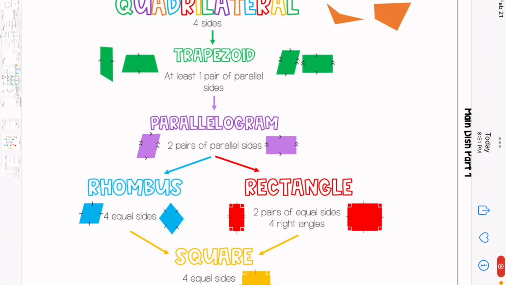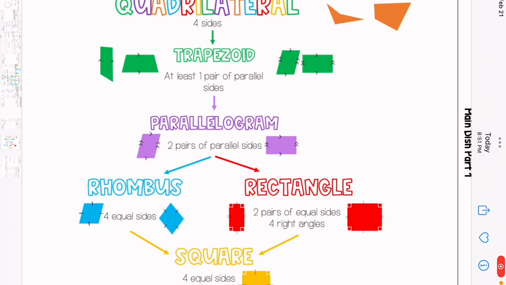So first off, a quadrilateral is just a shape that has four sides. No matter what it looks like, it will be a quadrilateral if it has four sides. If it has 0 pairs of parallel sides, then it's simply just called a quadrilateral. But if it has at least 1 pair of parallel sides, we can actually be even more specific with the name of the shape, starting off with trapezoid. So if you're looking at the green shapes here, it says at least 1 pair of parallel sides. So if it has that one set, then we know it's a trapezoid.